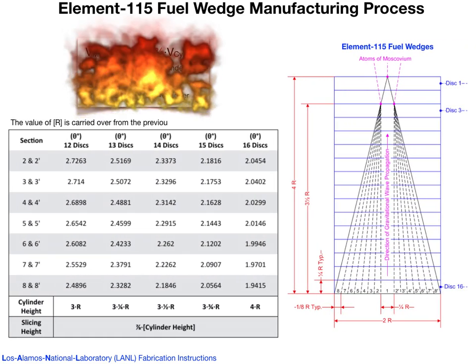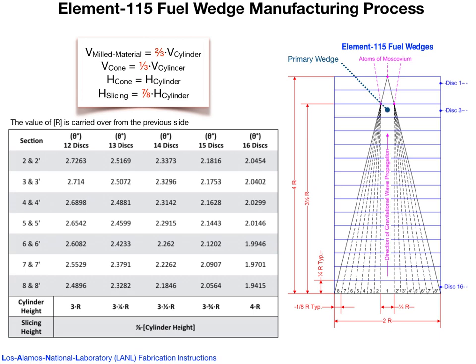Firstly, I need to emphasise that a total of 8 element 115 fuel wedges, including the primary wedge, can be manufactured from a single cone/cylinder. The dashed lines on the illustration denote slicing planes. The cone is sliced along the dashed lines indicated, then the opposing sections are mated together to form a secondary wedge. So section 2 mates with section 2', section 3 mates with section 3', and so on. The angle associated with each slice is displayed in the table.